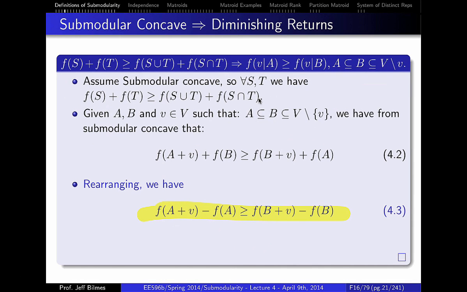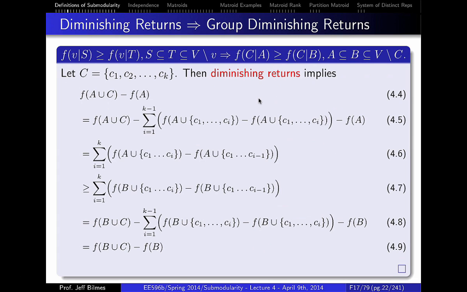Very easy. So the next property introduces something that's particularly important. Again, what we're doing is showing that the diminishing returns property, which is this stuff here, implies the group diminishing returns, which is this stuff over here. So how do we get that? Well, we're going to use a vehicle that we're going to use quite a bit throughout this course, which is this idea of telescoping sum.